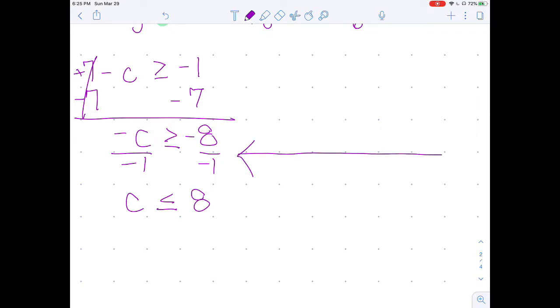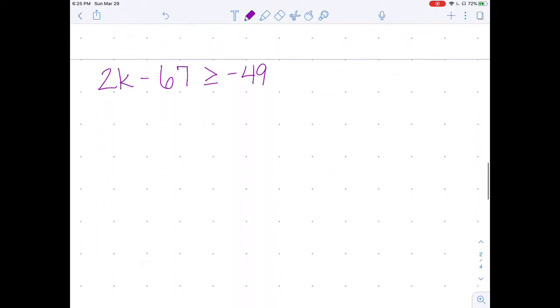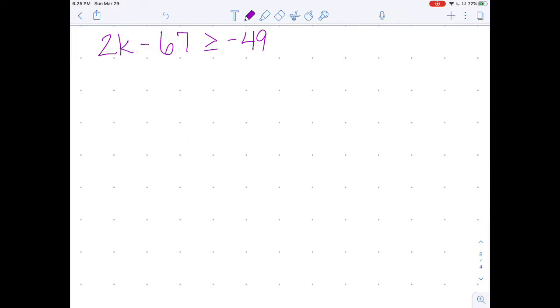And on a number line, okay, so we would circle 8. It's equal to, so we can color it in. And this arrow matches the left arrow, so I'm going to color the left arrow in. And I'm going to color in all the numbers that are less than or equal to 8. Let's try one more of these.